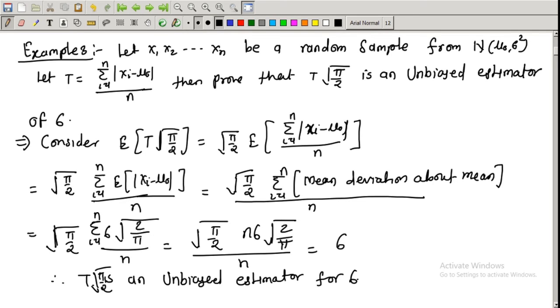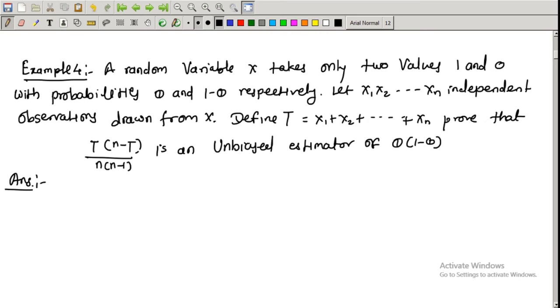Example number 4 is a random variable x takes only two values 1 and 0 with probabilities theta and 1 minus theta respectively. Let x1, x2 up to xn be independent observations drawn from x, and we define t is equal to x1 plus x2 plus up to xn. Then we have to prove that t into n minus t upon n into n minus 1 is an unbiased estimator of theta into 1 minus theta.